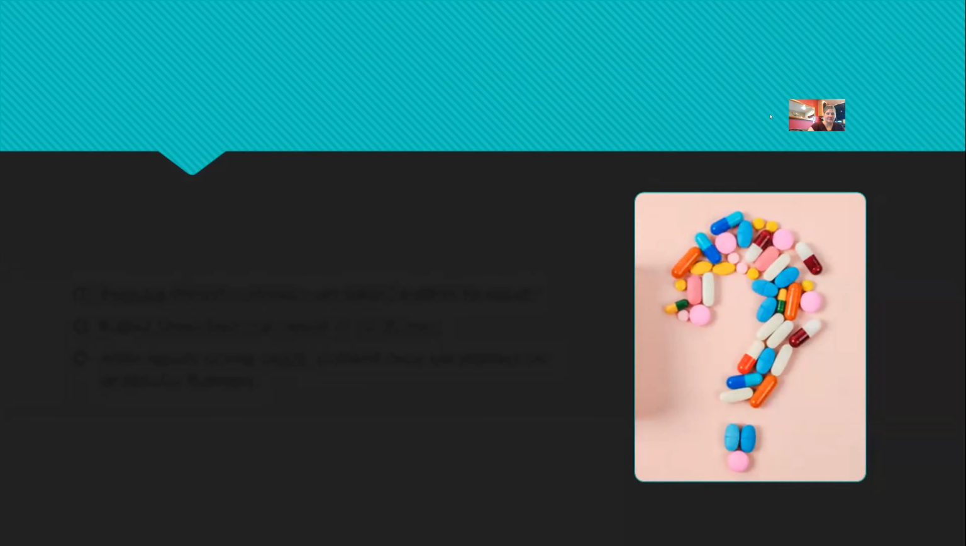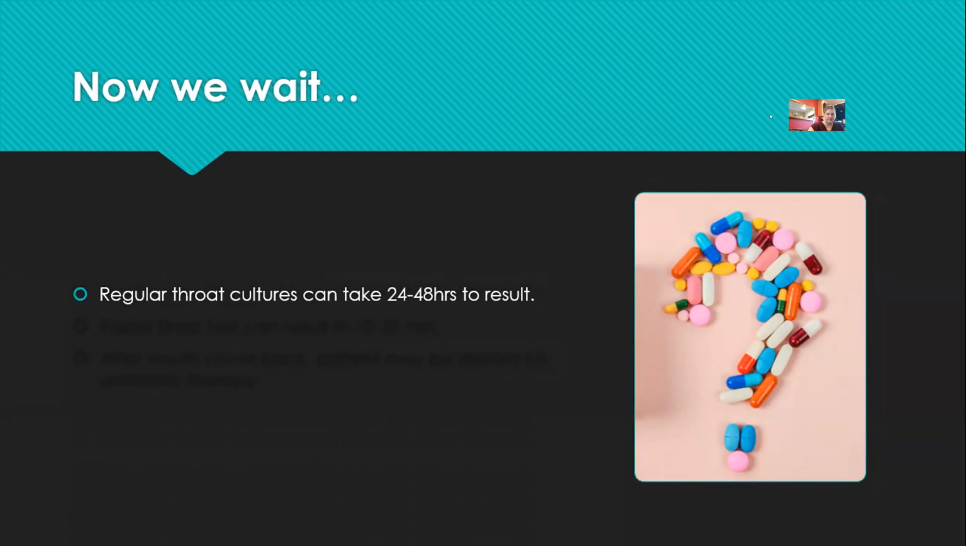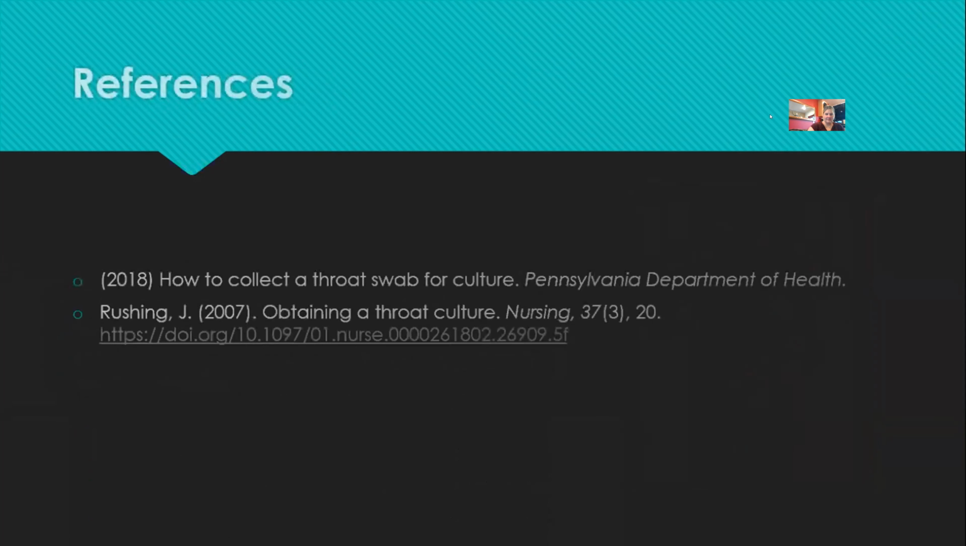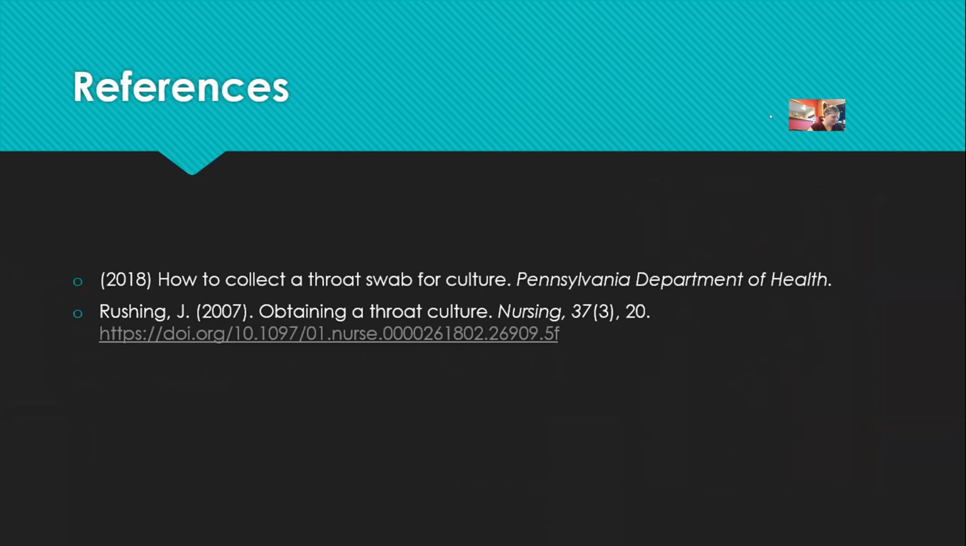And then afterwards, we're waiting for the cultures to result. It usually takes 24 to 48 hours for the cultures to come back. They do this a lot in the ER and in urgent cares. They can do a rapid strep, which can come back in 10 or 20 minutes. But you pretty much just wait for the results to come back. And then if it's positive, the doctor will determine what kind of antibiotics a patient needs to be on. And yeah, those are my references. So that's all I have for you guys.